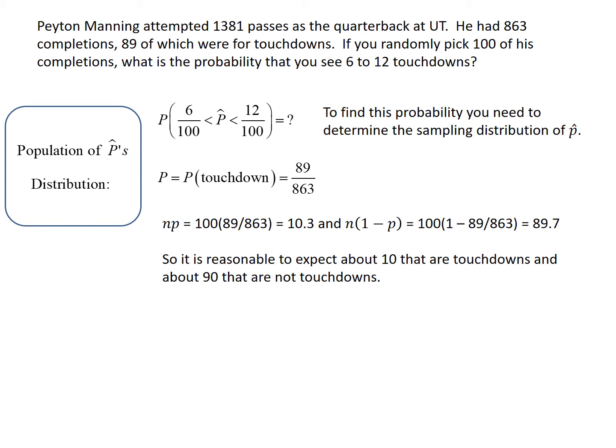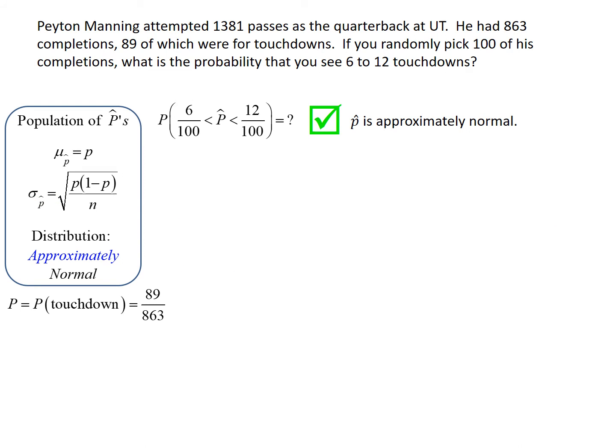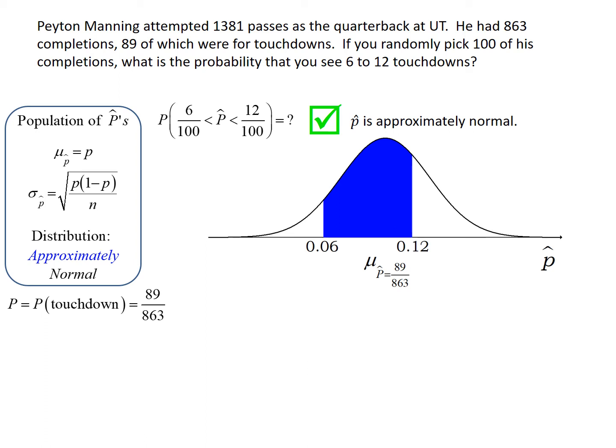So even if we're off by 3 or 4, we're still going to have more than 5 of each. So p hat can be approximated by a normal distribution, and so we can use that information to find this probability. Since p hat is approximately normal, I'm going to start where we always start, with a graph. And label it p hat, draw a normal curve. The mean of p hat is equal to the true probability, 89 out of 863, which is slightly bigger than 0.10. So 0.12 will be a little bit to the right of that, 0.06 will be a little bit to the left, and we want the area in between.